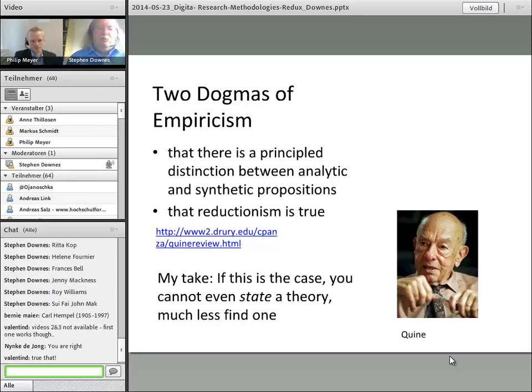Laudan much later would come along and talk about theory-laden data. And the point that Quine is making is even the simplest observation statement, this is a red thing, comes loaded already with theory. So there is no analytic synthetic distinction. There is no distinction between observation and theory. And the second dogma of empiricism is that reductionism is true.